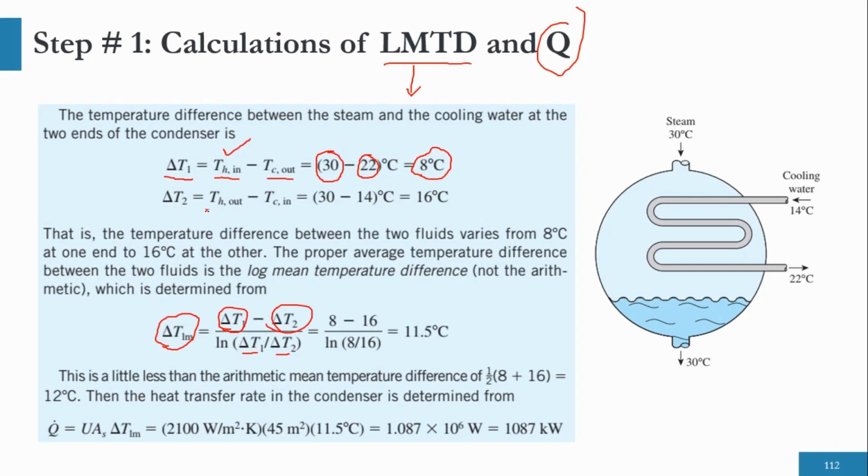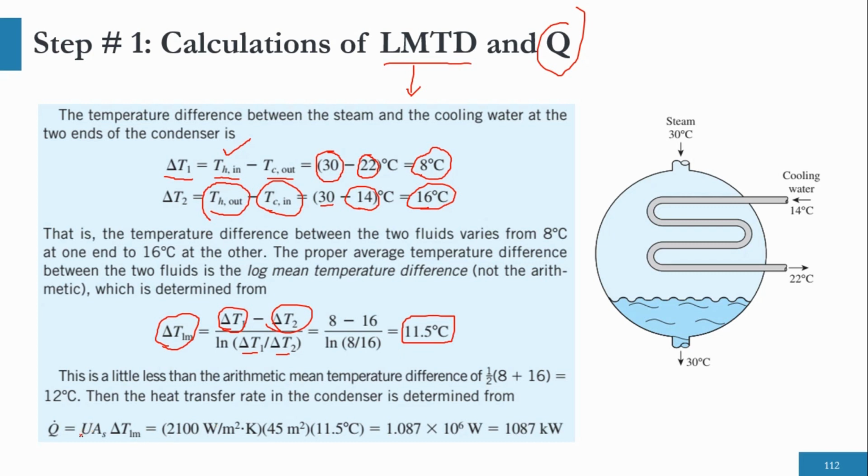Then delta T2 is equal to T hot out, which is 30 degrees centigrade in our system because it is saturated liquid, minus T cold in, which is 14 degrees centigrade coming from the nearby lake. So the answer will be 16 degrees centigrade. So substituting the values, 8 minus 16 divided by natural log of 8 divided by 16, the answer comes out to be 11.5 degrees centigrade.